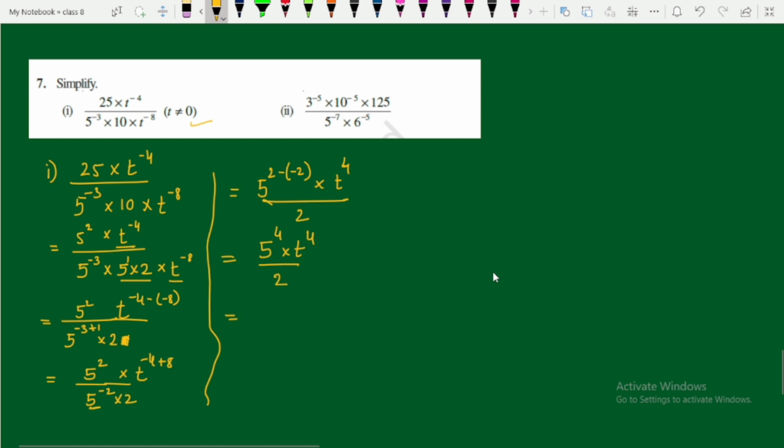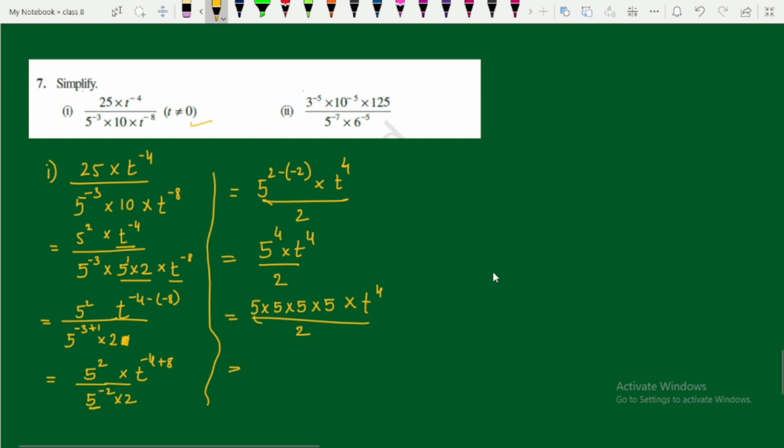Now just multiply. 5 raised to 4 means 5 into 5 into 5 into 5, and t raised to 4 we write as it is, divided by 2.